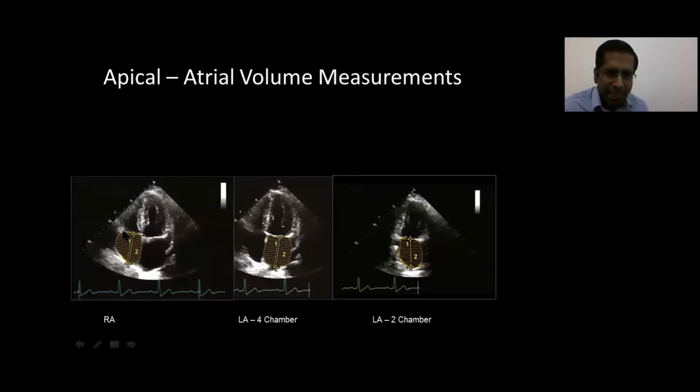Right atrial area, again, we start laterally and we trace all the way down, go up the interatrial septum. End here, we don't close it, end here, and then we get the right atrial area.